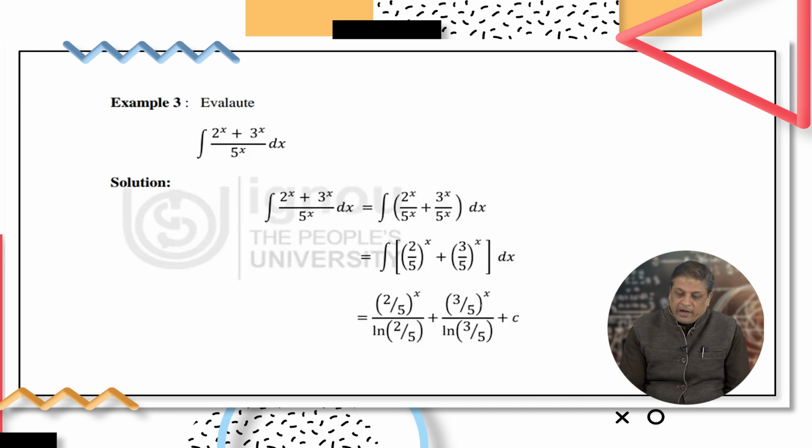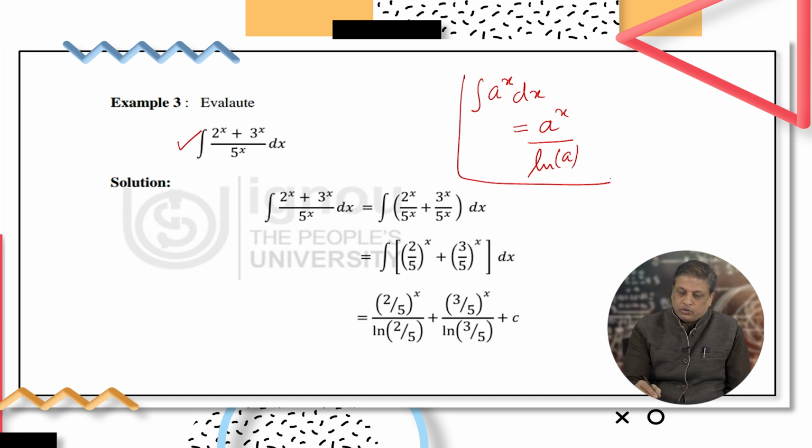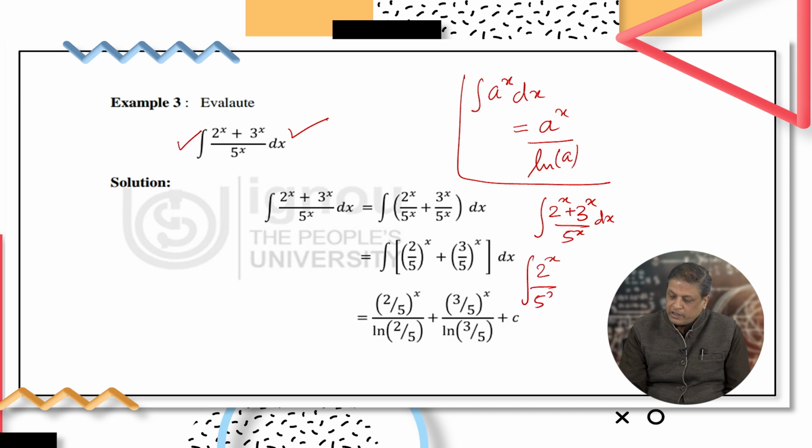Now there is one more numerical wherein we are going to explore the formula of integral of a to the power x dx, which is nothing but a to the power x upon natural logarithm of a. So we are going to use this formula to solve this numerical. Firstly, we need to rearrange this expression. The function given to us is 2 to the power x plus 3 to the power x by 5 to the power x into dx. So rearranging, you can get integral of 2 to the power x upon 5 to the power x dx plus integral of 3 to the power x by 5 to the power x dx.